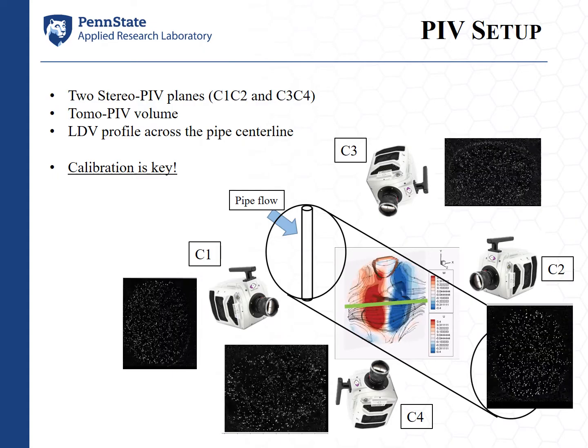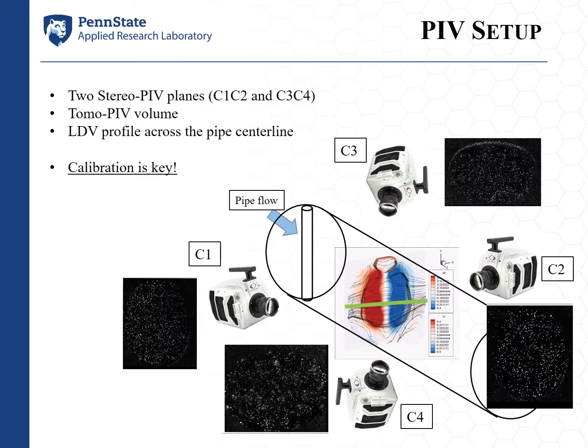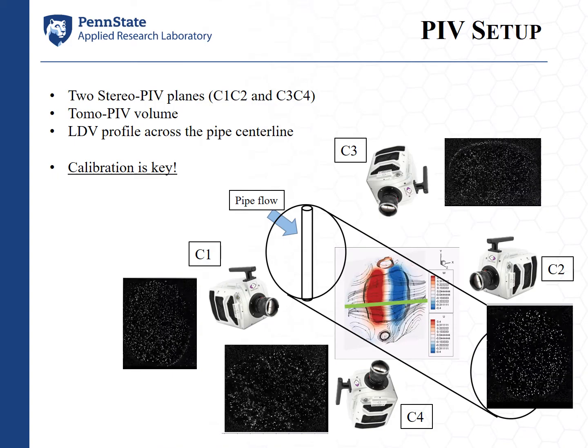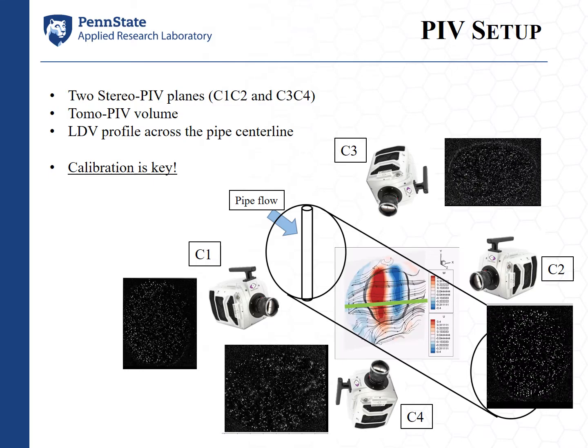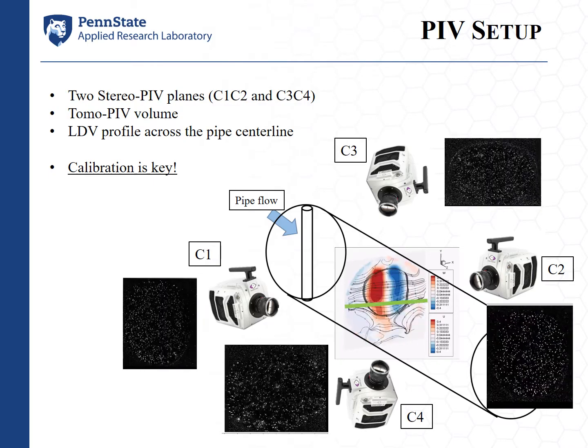And next to the cameras in these black squares, we have movies of the actual particle maps that are being recorded. So these are 2D particle maps that we use to reconstruct a 3D disk volume of velocity field in the case of tomo PIV.